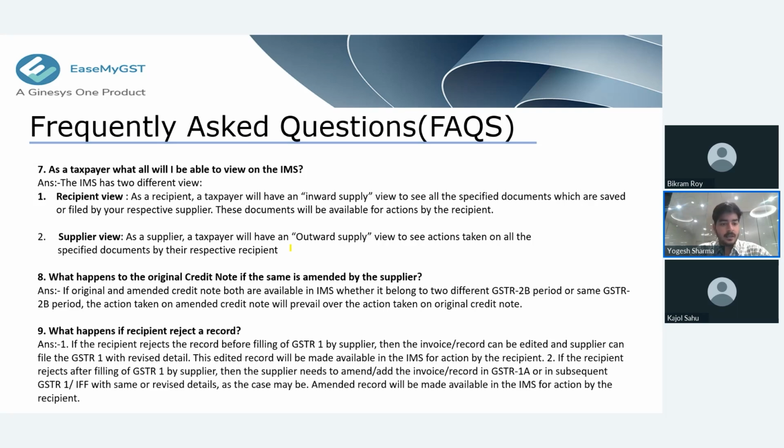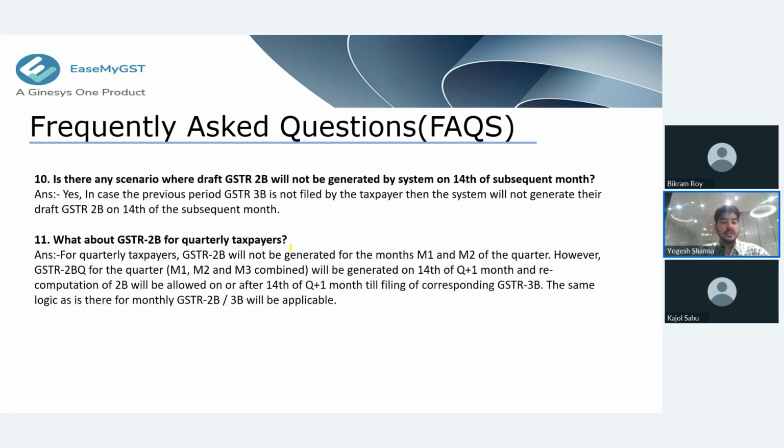So this will happen if the recipient rejects the record, in both cases, before filing and after filing of GSTR1. Now in the 10th question we have, is there any scenario where the draft GSTR2B will not be generated by the system on the 14th of the subsequent month? Yes, in case the previous period GSTR3B is not filed by the taxpayer, the system will not generate their draft GSTR2B on the 14th of the subsequent month. So it is very important for us to file our previous GSTR3B so that we can proceed with the subsequent month.